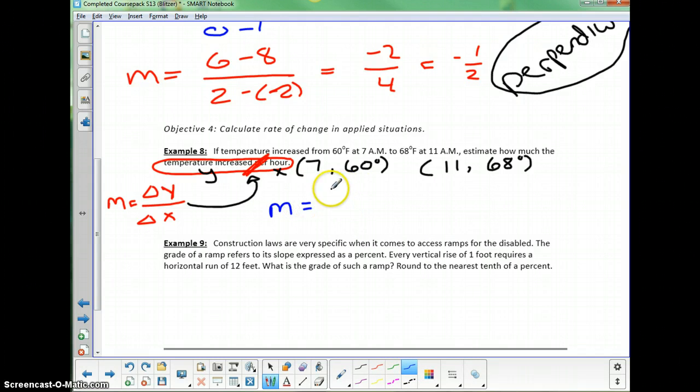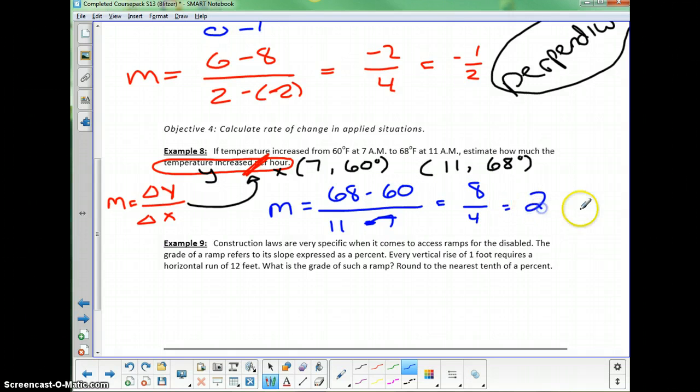The slope is y2, which is 68, minus y1, which is 60, over 11 minus 7. 68 minus 60 is 8. 11 minus 7 is 4. So my answer is 2.